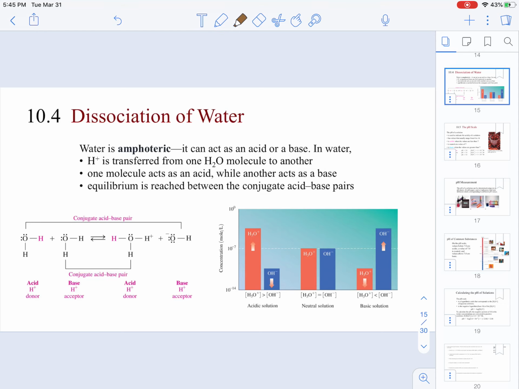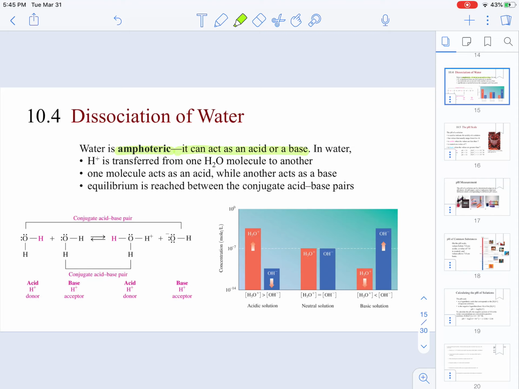Any molecule that is able to do that is known as amphoteric. So again, the definition of an amphoteric system is a molecule that can act as an acid or it can act as a base. So what does this mean?